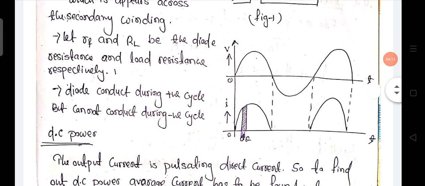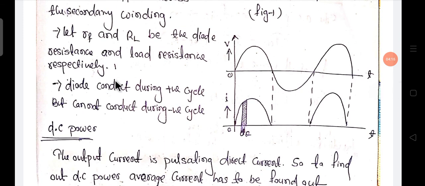Now the diode conducts during the positive half cycle, but cannot conduct during the negative half cycle. So this is the input sinusoidal signal, and in the output we get only the positive cycle. The negative cycle is suppressed.